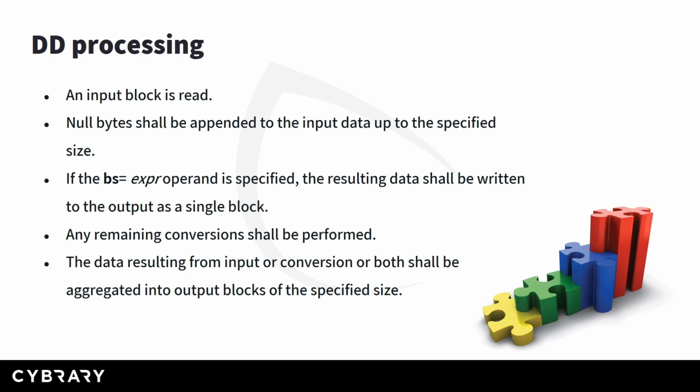If the block size operand is specified and no conversion is requested, the resulting data shall be written to the output as a single block, and the remaining steps are omitted. Any remaining conversions shall be performed. These conversions shall operate on the input data independently of the input blocking. The data resulting from input or conversion, or both, shall be aggregated into output blocks of the specified size. After the end of input is reached, any remaining output shall be written as a block without padding. Thus, the final output block may be shorter than the output block size.